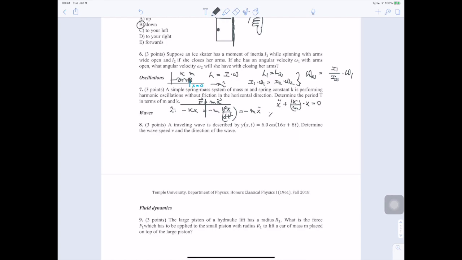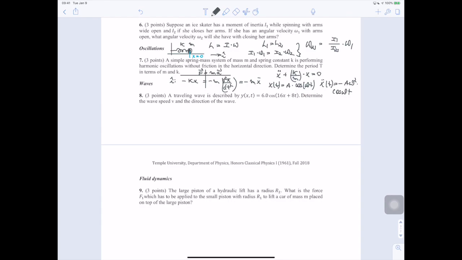We use the solution function x of t as the amplitude times cosine omega t, and therefore the second derivative is minus a omega squared times cosine omega t. And if you insert now x of t in here and x double dot in here, then you can cancel out a and cosine omega t, and then what do we find? We have then minus omega squared, namely from this side here, plus k over m equals 0.